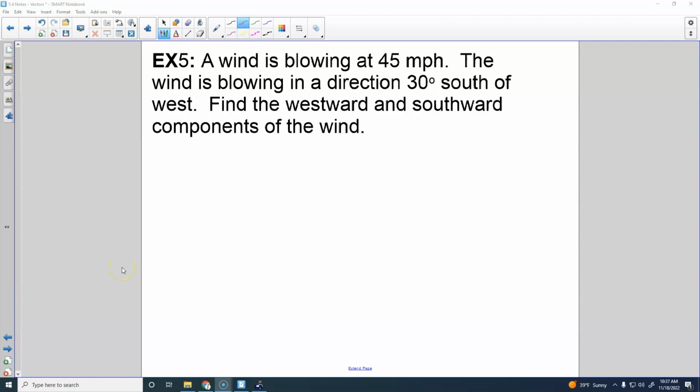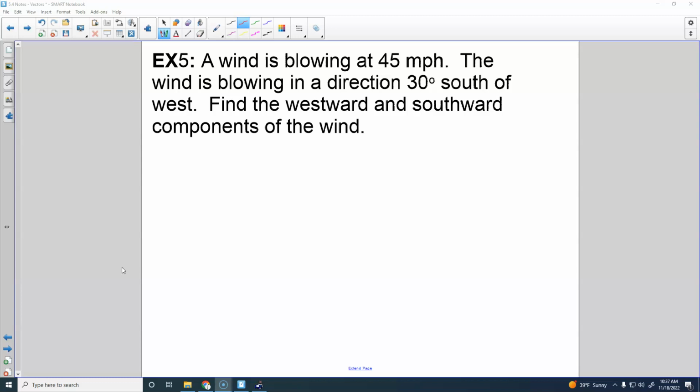All right, so we have a wind that is blowing at 45 miles per hour. The wind is blowing in a direction 30 degrees south of west. So I want to find the westward and the southward components of the wind. Okay?